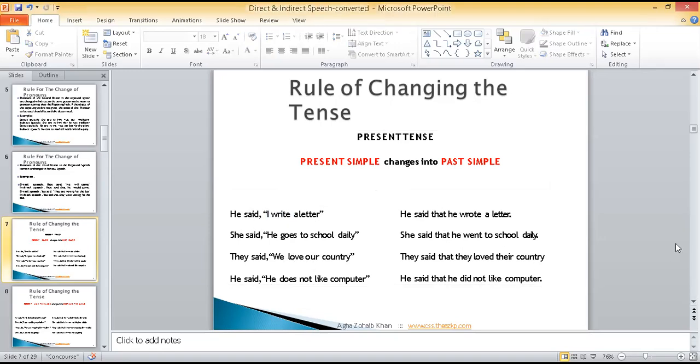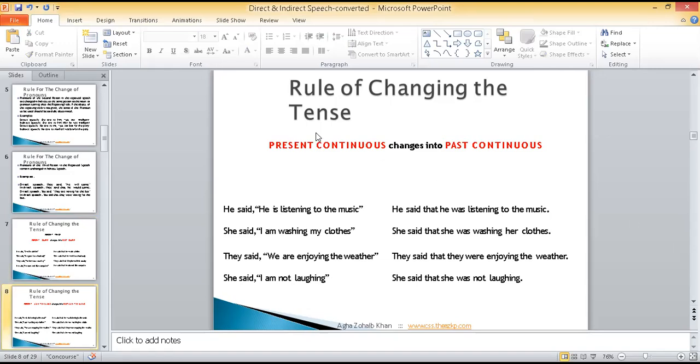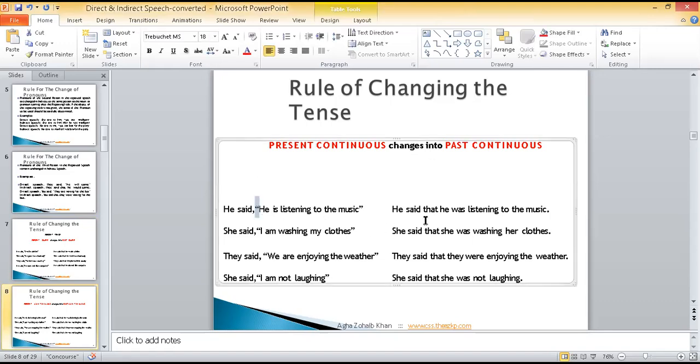That is okay. Now the next one is continuous. Continuous changes into past continuous. Is, am, are changes into was, were. You can easily see, he said, "He's listening to the music," he said that, remove this and say that, and then he was listening to the music. "I am washing the dishes." She said that she, we know that the speaker is she, so we'll say she was washing the dishes. They said, "We are enjoying the weather." They said that they were enjoying the weather, and something like that. So simply you need to understand that is, am, are changes into was, were. Inverted commas are removed. There should be a full stop. Capitalization is removed, and it becomes small.